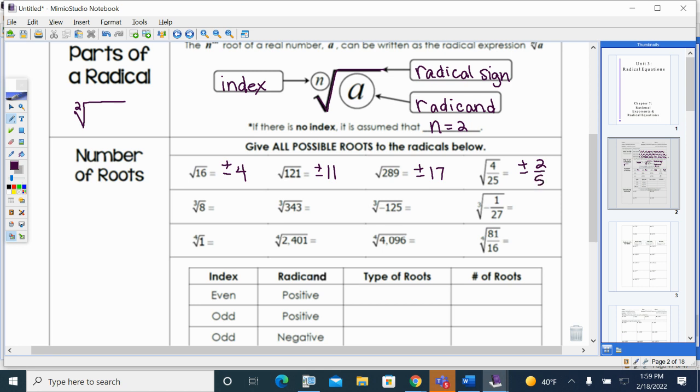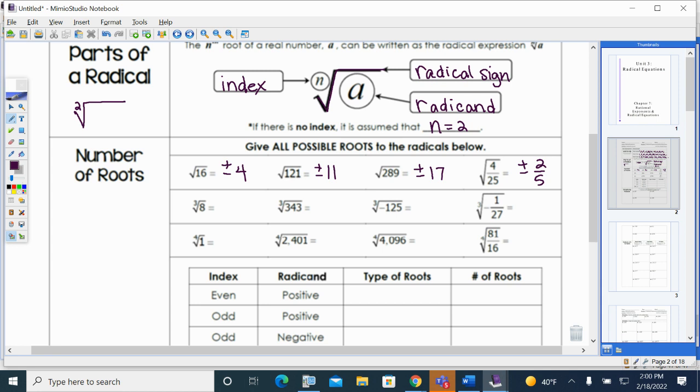Now, I will say this. Unless it's indicated, typically when you see a square root symbol, like you see here in these examples, typically we're only looking for the principal square root, which is called the positive square root. It's called the principal square root. Okay? Typically. We'll talk more about that here in just a second. The next line is your cubes.